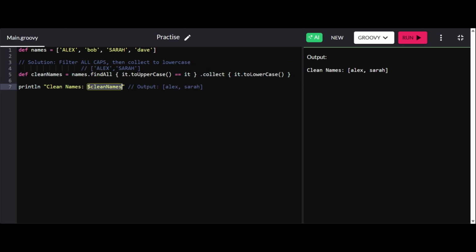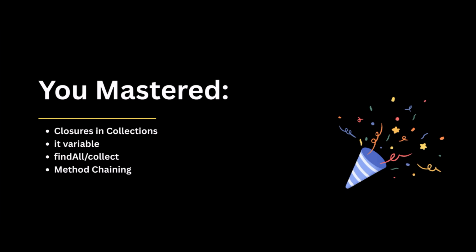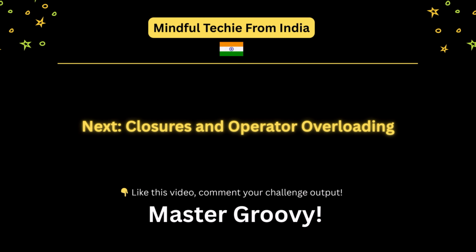And finally, I print the cleanNames. And here's the output: cleanNames, Sarah and Alex. So now you have successfully mastered the use of closures in collections, the it variable, and powerful methods like findAll, collect, and find. And next we'll be learning about closures and operator overloading.